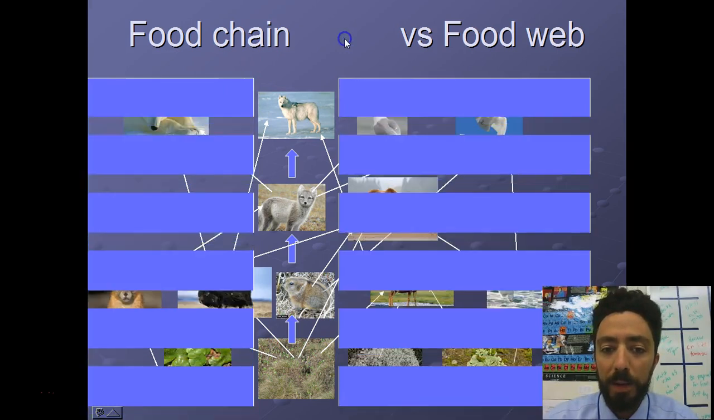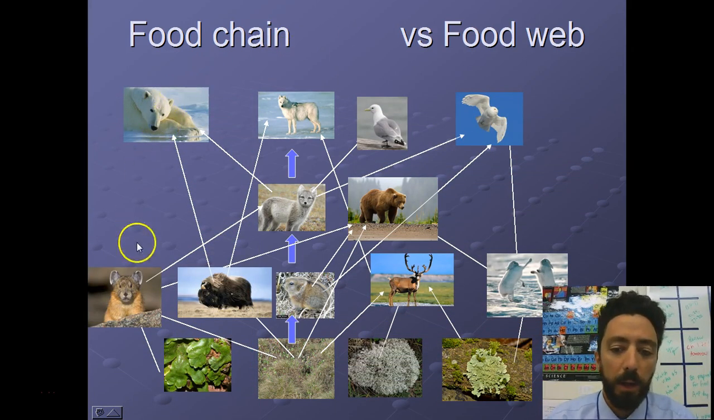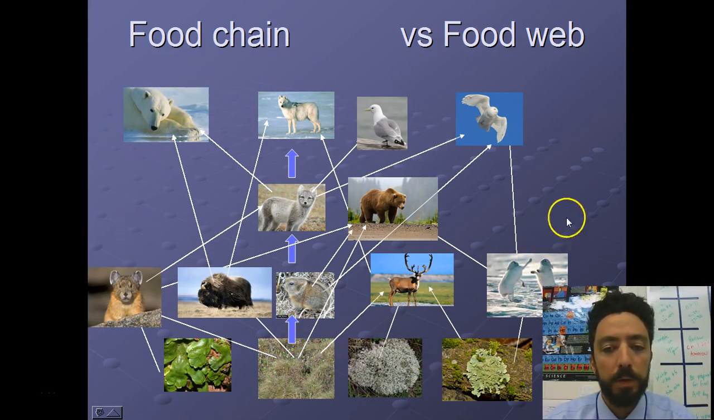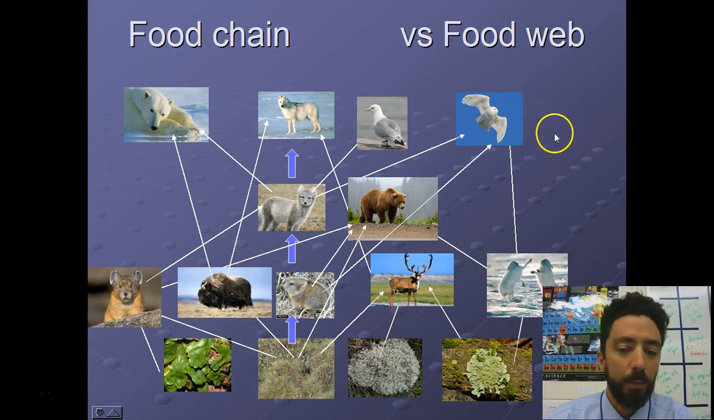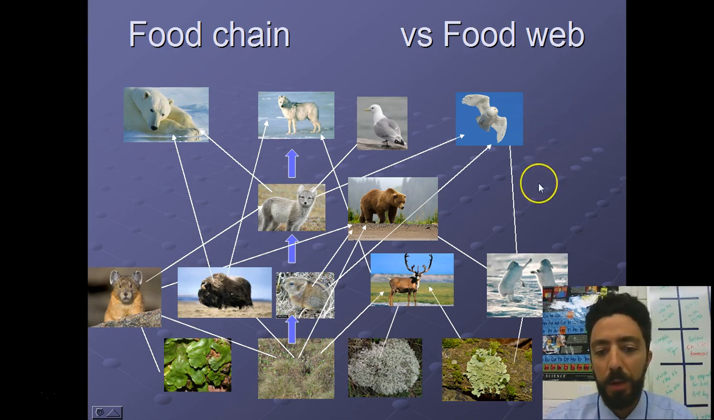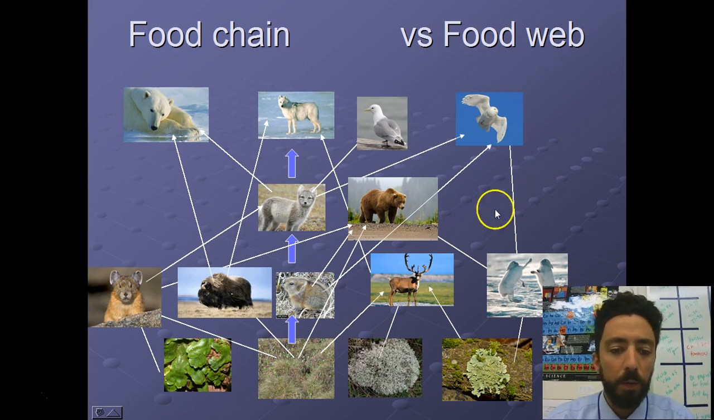A food web is much more complex. So this would be a more complete food web for the same Arctic ecosystem. And an important thing here with the food web is we've got arrows kind of all over the place. Along the bottom here are our primary producers. These organisms are giving the energy to several different things.